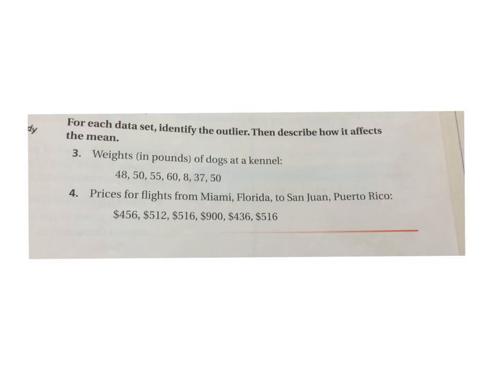2 more examples and then I will let you go work on your assignment. These examples say for each data set, identify the outlier, then describe how it would affect the mean. So number 3 is weights in pounds of dogs at a kennel. We have 48, 50, 55, 60, 8, 37, and 50. The outlier is obviously the smallest value, which is 8. And if you were going to include 8 in your mean, it would bring your mean down.